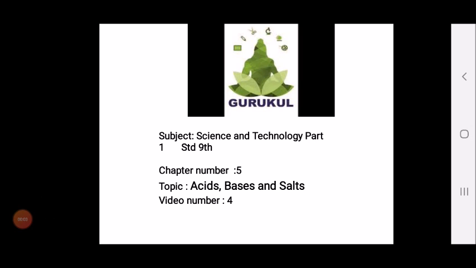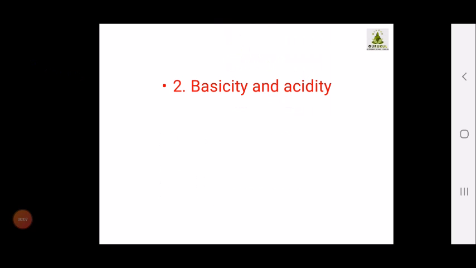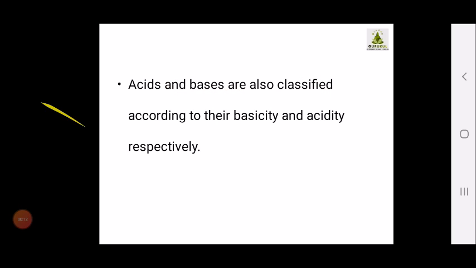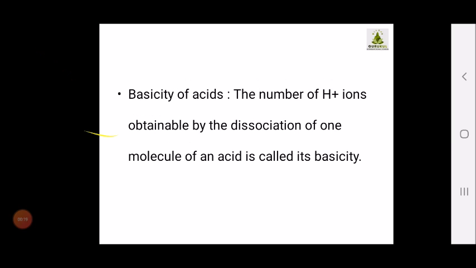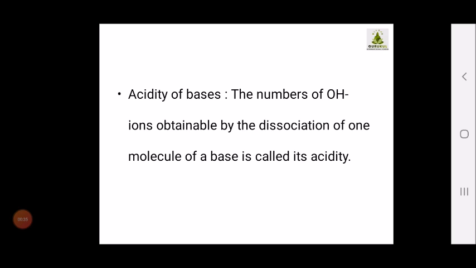Students, now we will be studying the concepts of basicity and acidity. What is basicity and what is acidity? Acids and bases are also classified according to their basicity and acidity respectively. Basicity of the acids: the number of H plus ions obtained by the dissociation of one molecule of an acid is called its basicity.